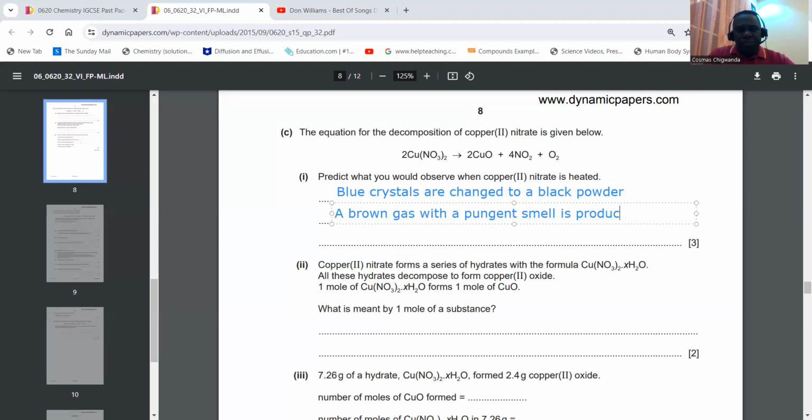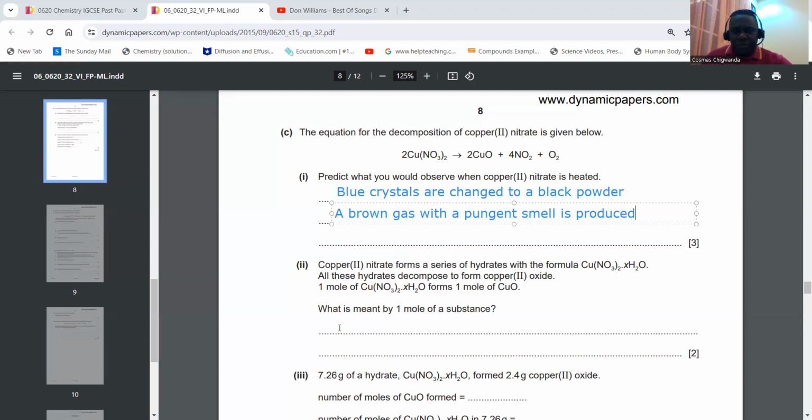So we are saying observations have to do with your senses. Blue crystals changing to a black powder, you're using your sense of sight. A brown gas, again, you're using your sense of sight. And a pungent smell, now that's your sense of smelling. So whenever the examiner is talking about observation, please make sure that you use your senses to write down the observation. Okay, so that should suffice for the first question.